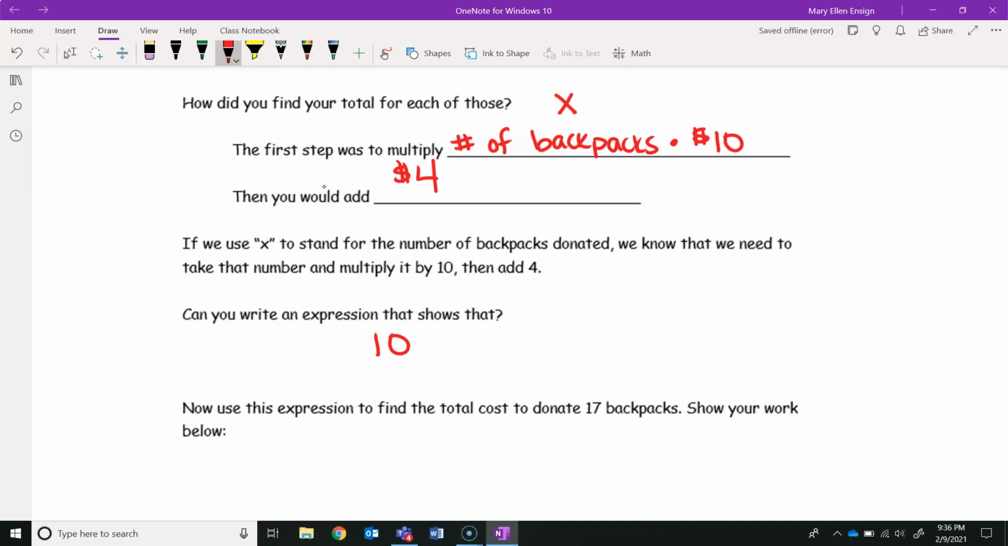Okay, so we would have 10x, 10 times x, plus 4. There's my expression that shows how to find the total. Now, think about math as just being another language, okay? I could say in words, what I'd set up above in the example, I'm going to pay $10 per backpack, plus I'm going to pay an extra $4 one-time fee. Well, that's exactly what this says right here. It's saying 10 times however many I have plus $4.